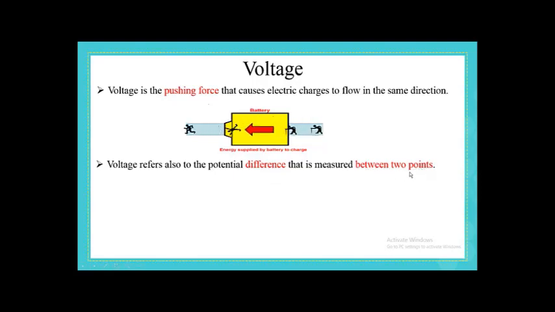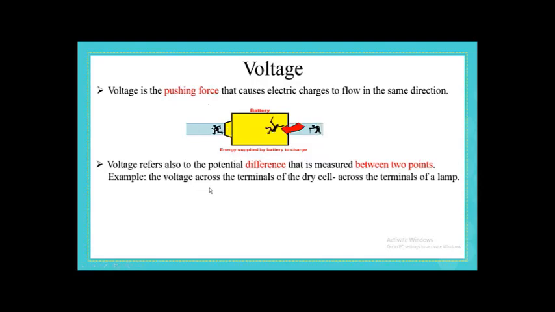For example, when we talk about the voltage which is given by a dry cell, we say that it's the voltage across the terminals of the dry cell, the potential difference between the terminals of the dry cell. Similarly, if you want to talk about the voltage across the terminals of a lamp, we have to talk about the terminals, the 2 points of the lamp. The symbol is U, the unit of measurement is volts.